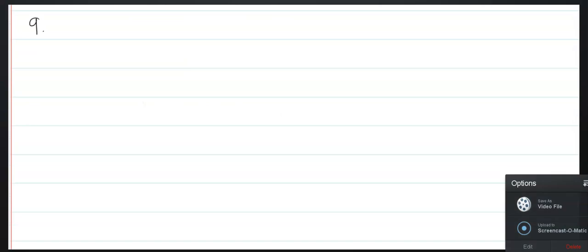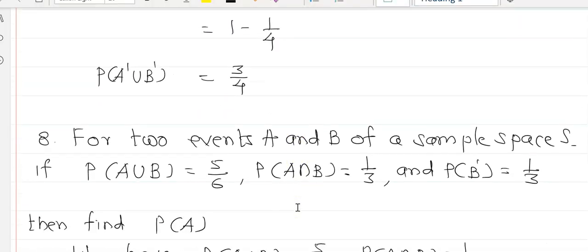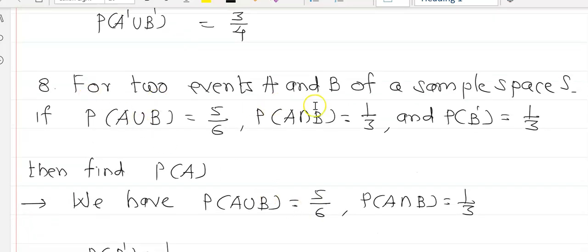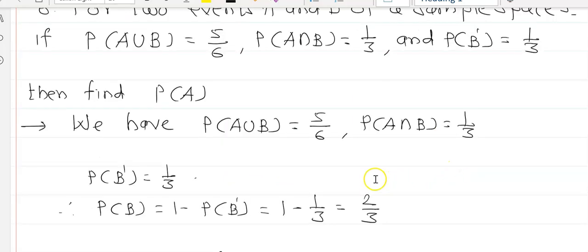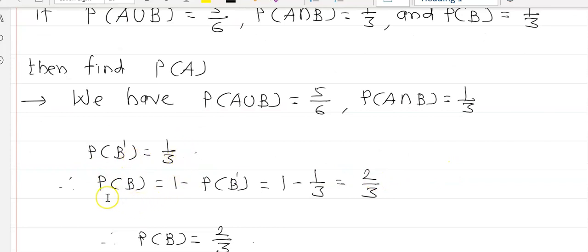Now the same thing, we will see problem number 8. For the two events A and B of a sample space capital S, P of A union B is equal to 5 by 6, P of A intersection B is equal to 1 upon 3, and P of B complement is equal to 1 upon 3, then find P of A. We have probability of A union B is equal to 5 by 6, probability of A intersection B is equal to 1 upon 3, probability of B complement is equal to 1 upon 3. Probability of B is equal to 1 minus probability of B complement, and that is equal to 1 minus 1 upon 3, which is 2 upon 3.